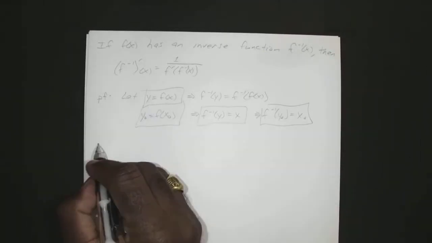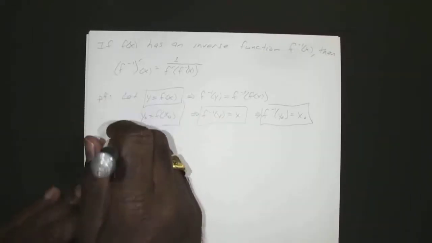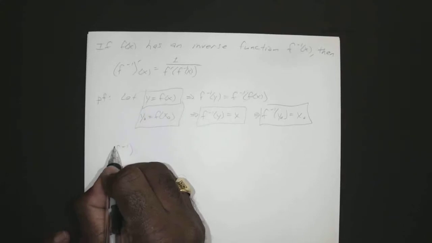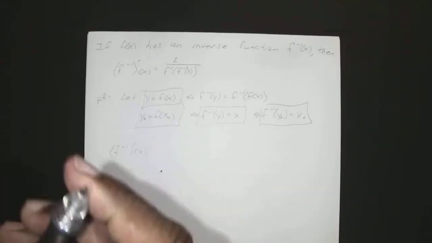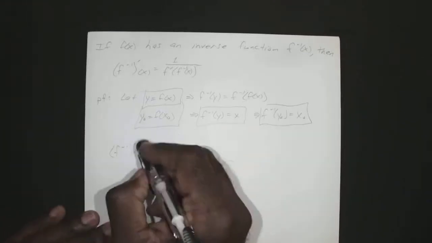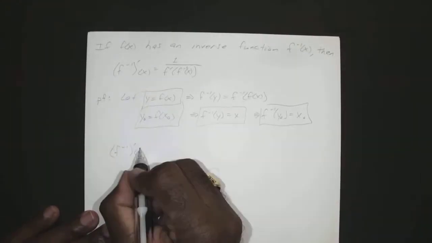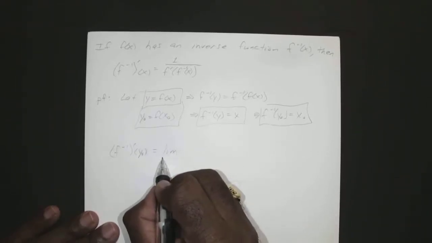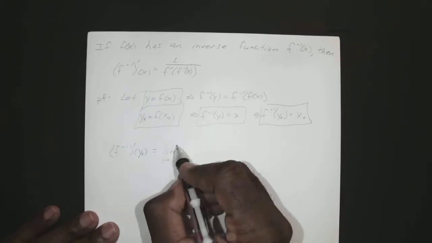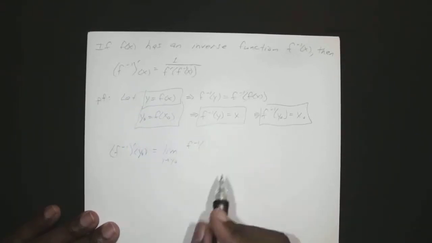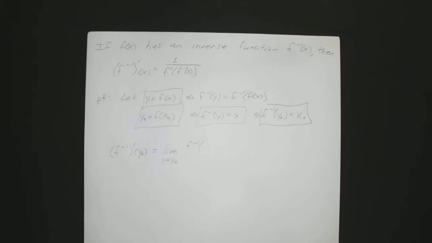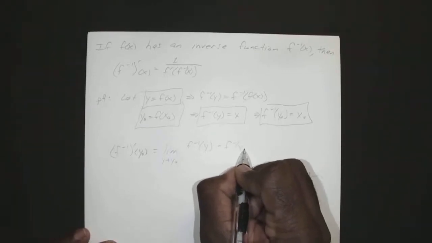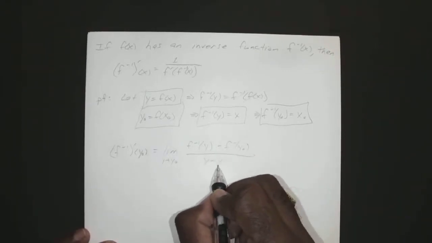Okay, so we know that the limit, let me go ahead and write that out. f inverse prime of, well, let's say y0, since we're picking a specific point, is equal to the limit as y approaches y0 of f inverse of y, because remember we're just going from y to y0, minus f inverse of y0 all over y minus y0.